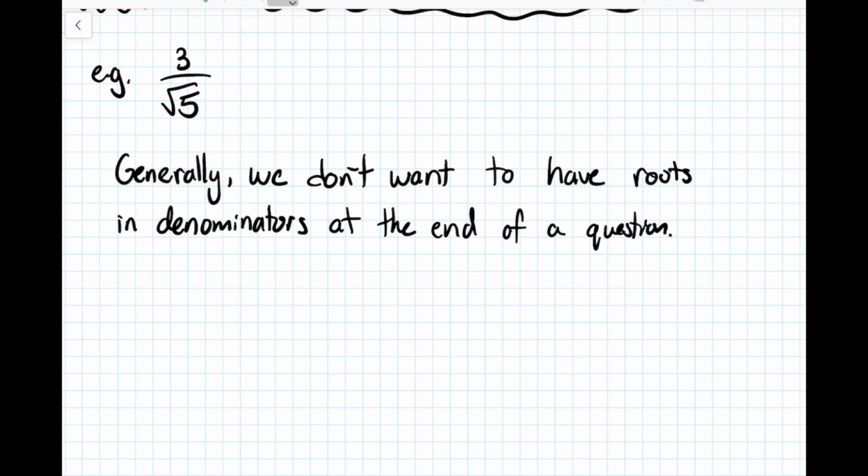So what we want to do is get rid of that root 5. To get rid of the root, we're going to have to do something a little different. And that's what rationalizing is.